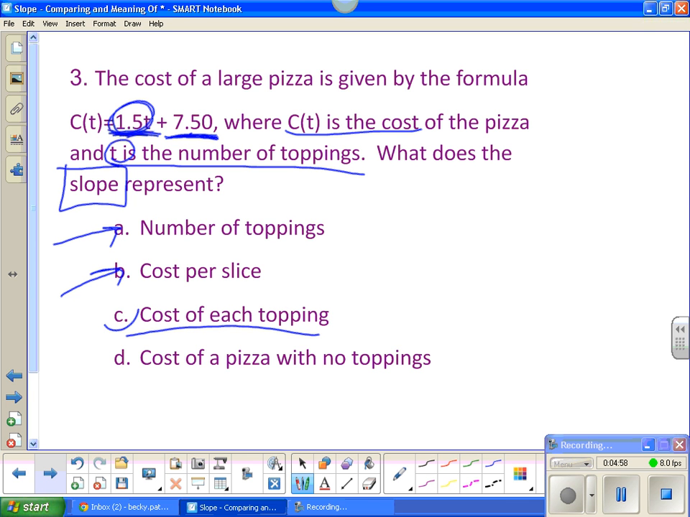Yes. The cost of a pizza with no toppings. Now, what would D be? D is the 750. That's your y-intercept, the cost of a pizza with no toppings on it. This is your starting value, and that's how much you're increasing each time you add a topping. So the slope, which is the 1.5, represents the cost of each topping, how much it's going to add to my total cost.